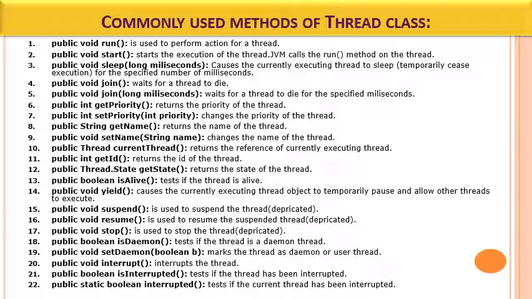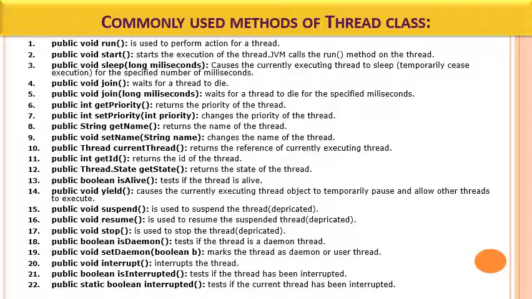The next, 17th, is stop thread. This method will stop the thread. The next is isDaemon. It will test whether the thread is a daemon thread or not. Then setDaemon(boolean b), the 19th method, marks the thread as a daemon or user thread.